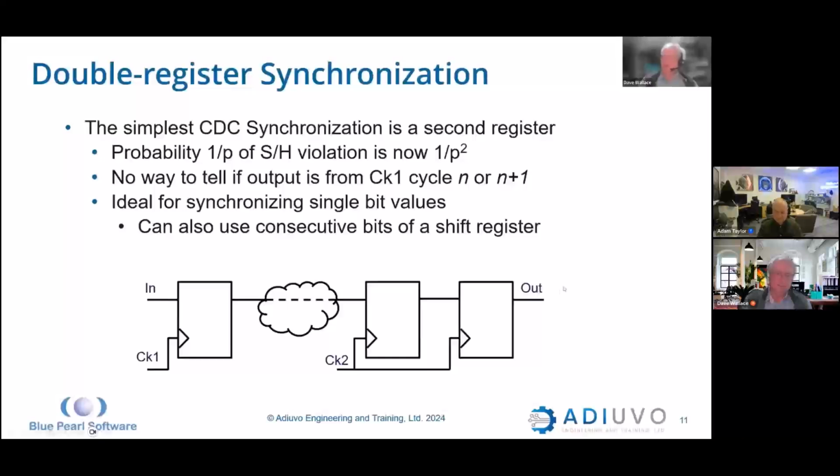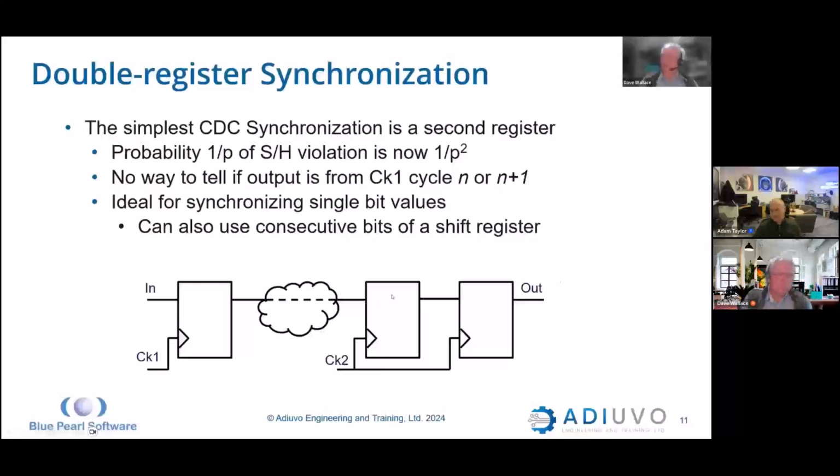And then you get a normal value coming out. If you had a probability 1 over p of the setup and hold violation on the first register, the probability that you get metastability out of the 2 registers is more like proportional to 1 over p squared. And since 1 over p is a pretty small value to begin with, 1 over p squared is a much smaller value, with a much larger mean time between failures, and that may be perfectly acceptable. In some cases, people may want to add a third or additional registers to make sure of it.